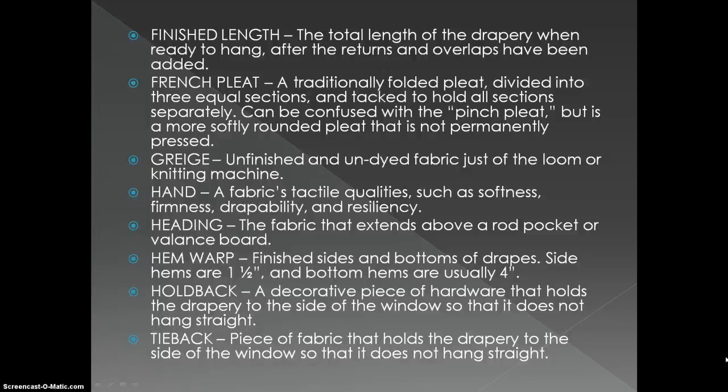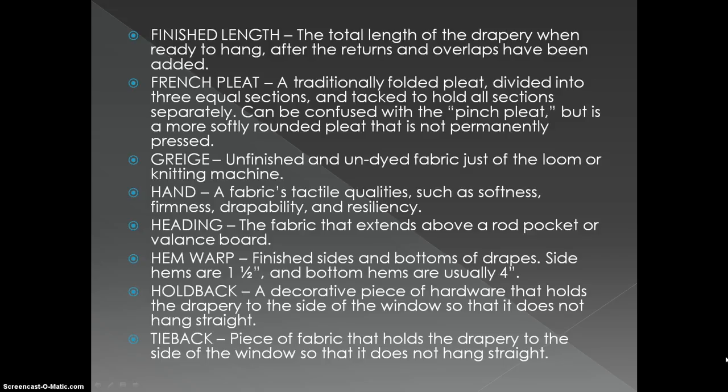The greige is unfinished and undyed fabric just off the loom or knitting machine. A hand is the fabric's tactile qualities such as softness, firmness, drapeability, and resiliency. The heading is the fabric that extends above the rod pocket or valance board. And the hem is the finished sides and bottoms of the drape. The side hems are usually 1.5 inches, and the bottom hems are usually 4 inches.